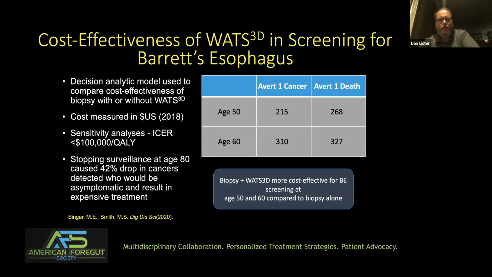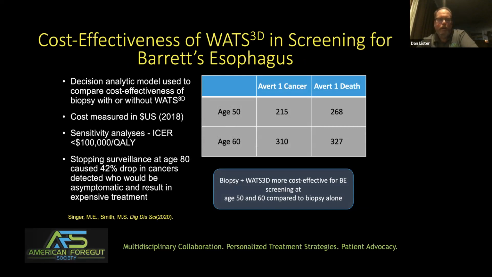Mike, I'm going to actually let you talk about this. Mike just got this published day before yesterday, or a few days ago. It came in my email talking about the cost effectiveness of Watts and how it is an incredibly cost effective method of screening and surveilling patients. Are you able to?